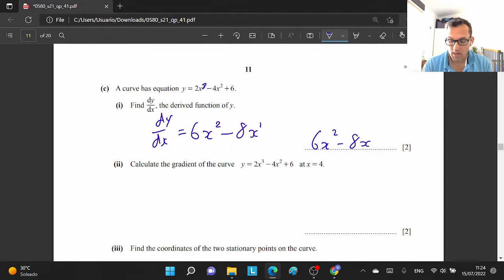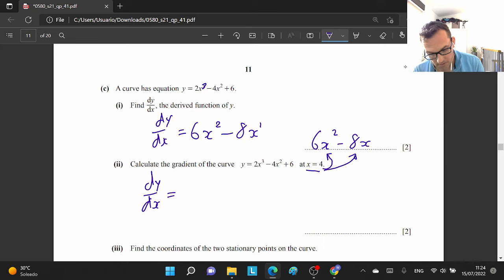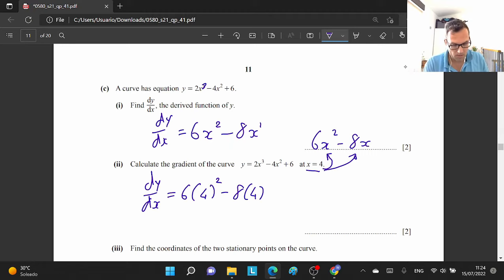Question C, part 2, calculate the gradient of the curve where x is 4. So that's the whole reason we do differentiation, is to work out the gradient. So we want the gradient where x is 4. We substitute that 4 into the x in our derived function. So that will be 6 times 4 squared minus 8 times 4. Speed things up with the calculator. And bang. Very steep gradient of 64.